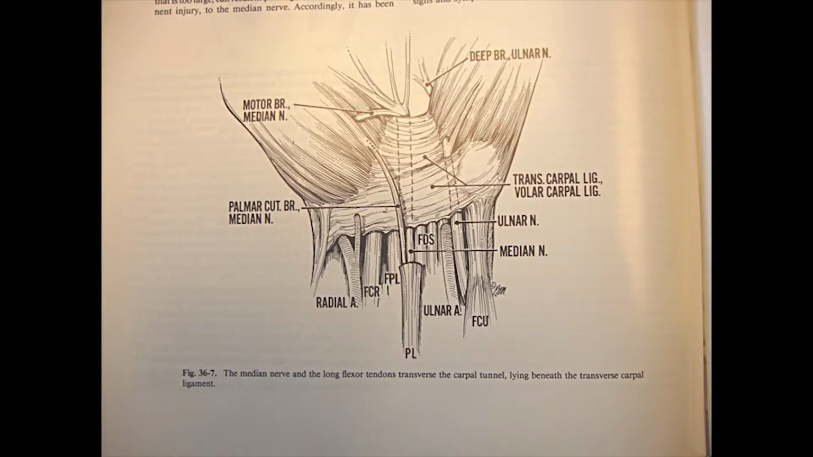Now, this diagram is actually from Green's Operative Hand Surgery textbook. I believe it was the 3rd edition, but I like this. It illustrates a lot of things that we do in surgery. Just to get you oriented here, this would be the thumb side. This would be the little finger side. These are the thenar muscles. These are the hypothenar muscles. Here is the transverse carpal ligament.